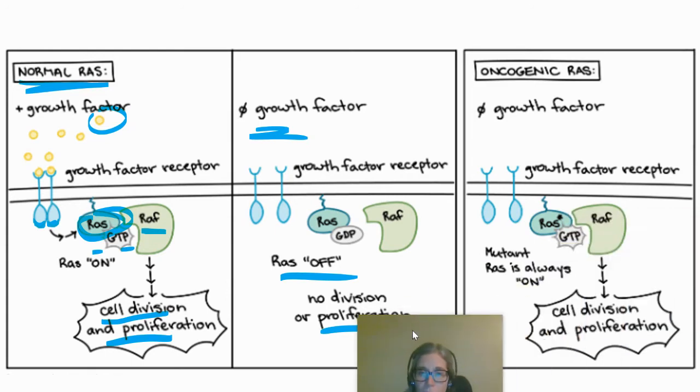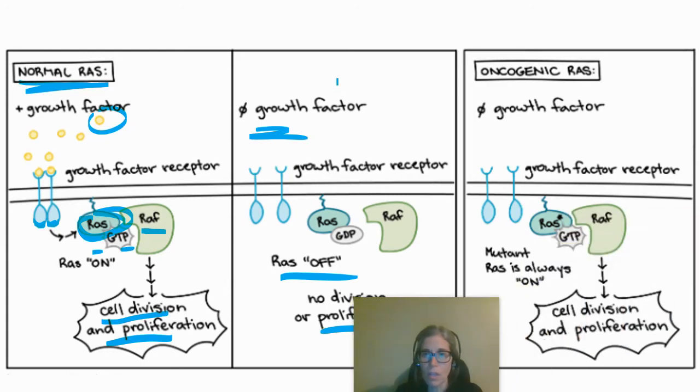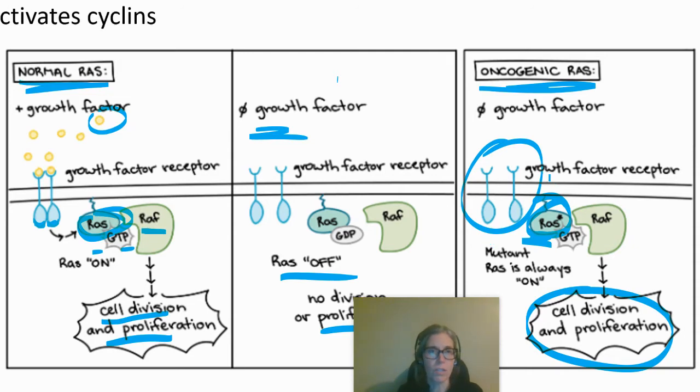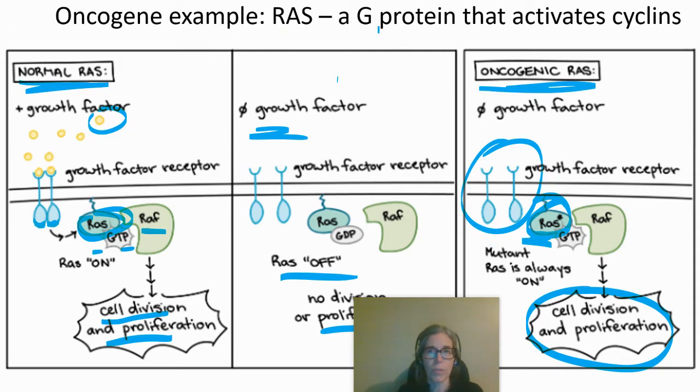When that's mutated, it becomes oncogenic. And so if RAS is turned on all the time, then it's saying, hey, let's do cell division. And it really doesn't matter if there's a growth factor there or not. You're kind of skipping this first step and you're going right to RAS. So that's an oncogene. So it's just an example. It's a G protein that activates cyclins.